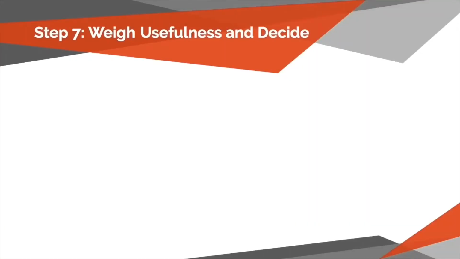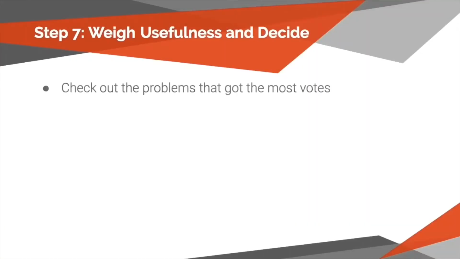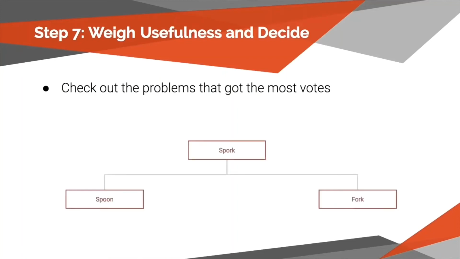Finally, step 7 is to weigh usefulness and decide. After voting, take a look at the ideas that got the most votes and narrow it down to just one idea. If you're having trouble deciding between two ideas, don't worry. Two great ideas can always be combined into one. Remember, your final decision should come down to something that is not only achievable, but also useful. For example, the creation of our beloved spork is a crossover between the spoon and a fork.